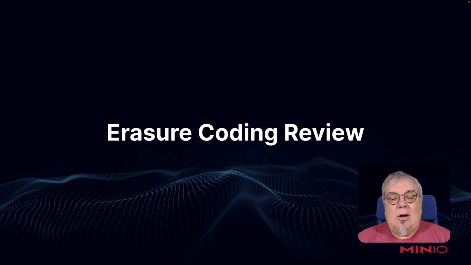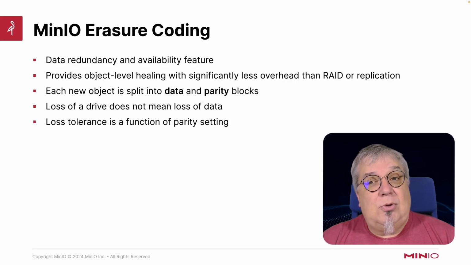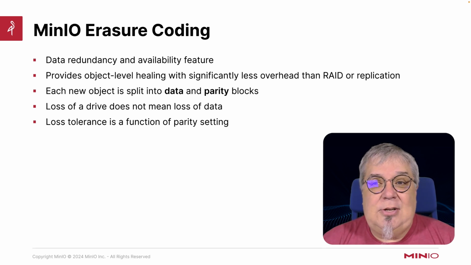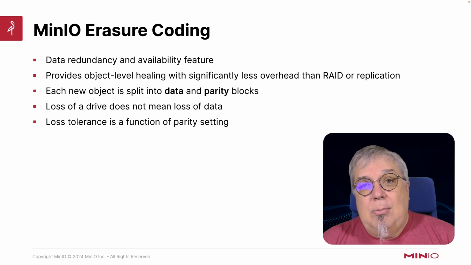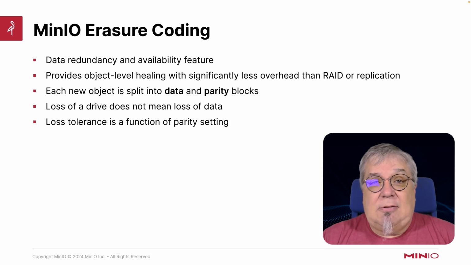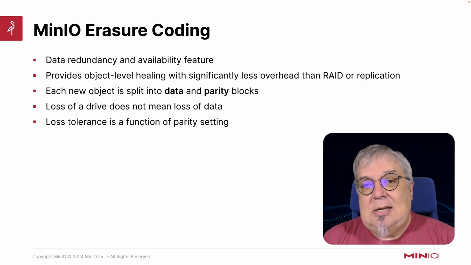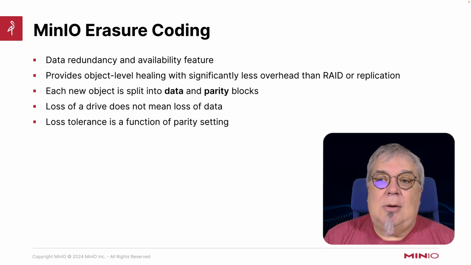Since disk and node recovery are both highly reliant on erasure code, I'm going to do a brief review of erasure coding. For those of you who've viewed our erasure coding videos, you can skip ahead a little bit. But for those of you who have not, here's a quick review. MinIO Erasure Coding is a data redundancy and availability feature. It's designed to recover objects in case of loss of a drive or even a node. The number of nodes or drives you can lose is a function of your parity setting in your erasure coding. We're going to see an example of that in our demonstration video coming up next.